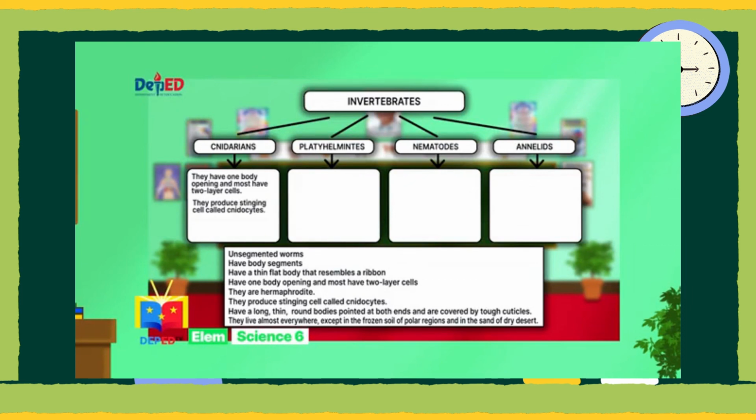The second box in the graphic organizer is Platyhelminthes. The characteristics of the Platyhelminthes found in the box below are: first, they have a thin, flat body that resembles a ribbon. Second, they are hermaphrodite. The third box in the graphic organizer is nematodes. The characteristics of the nematodes found in the box below are: first, they are unsegmented worms. Second, they have a long, thin, round bodies pointed at both ends and are covered by a tough cuticle.